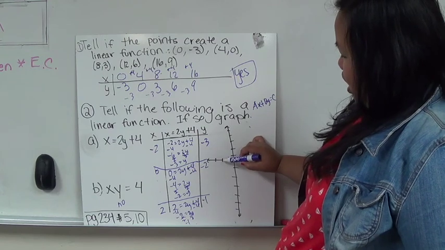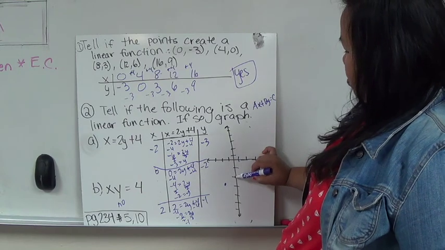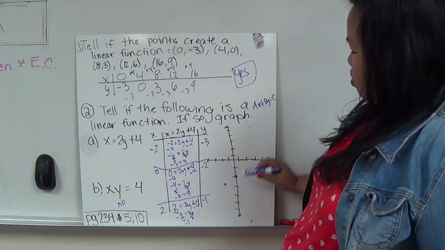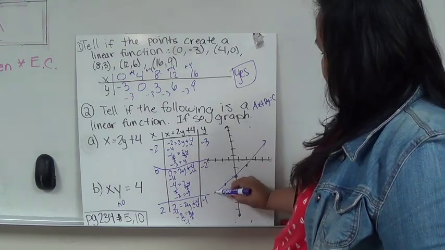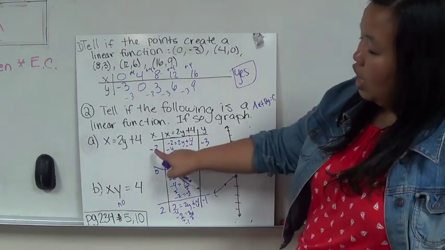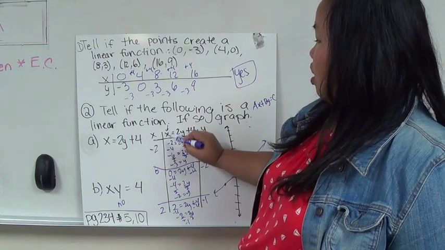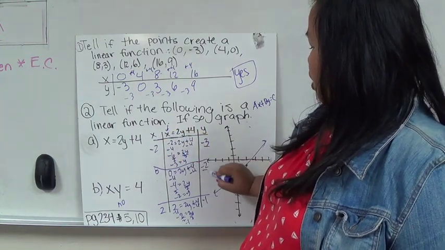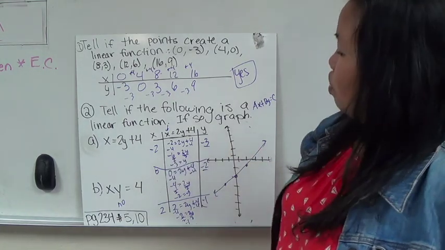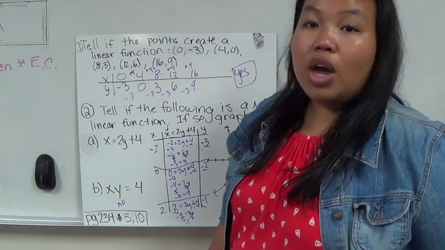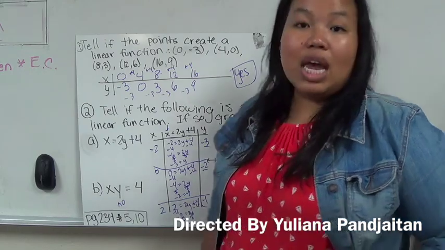-2, and then down 3: 1, 2, 3. Then 0, -2. And then 2, -1. So here is my graph. Again, I chose the x's that I wanted, plugged them in for x in the equation, and solved for y, which gave me these. This chart helps you find the x and y coordinates in order to graph. So go ahead and try page 234, numbers 5 and 10, and I will see you in class.